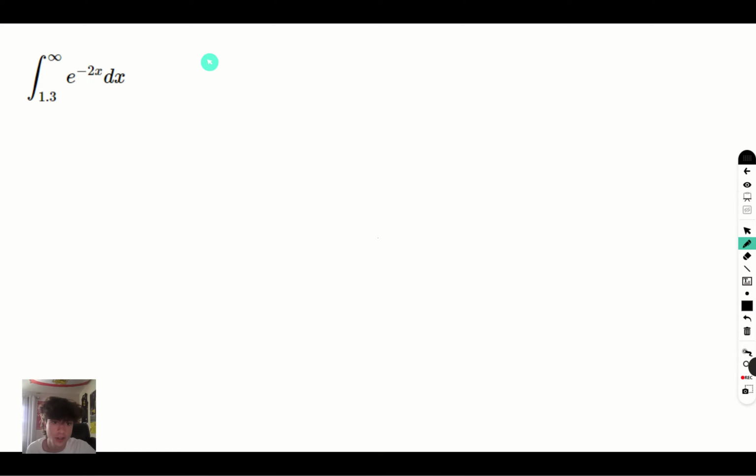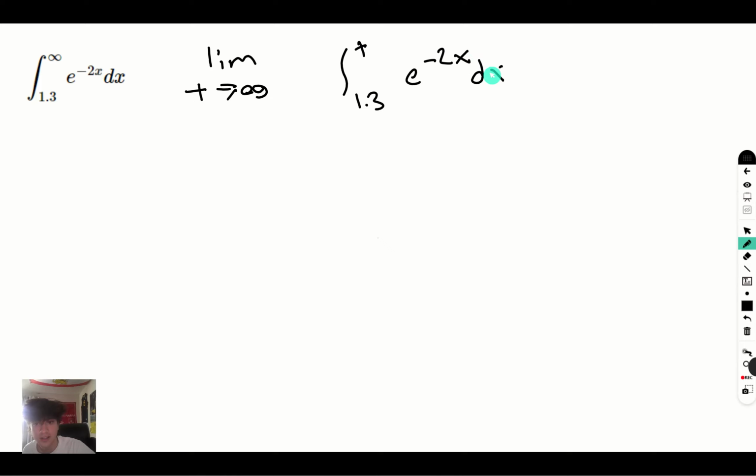First thing we're gonna want to do is set the limit as t approaches infinity of the integral from 1.3 to t of e to the negative 2x dx. All we did was just make this infinity t. Alright, so here we have that, and from here we can evaluate using u sub.